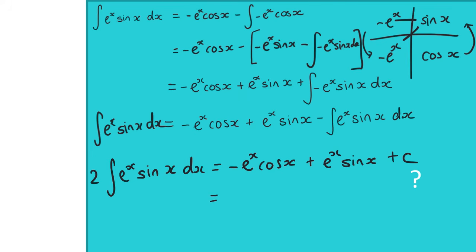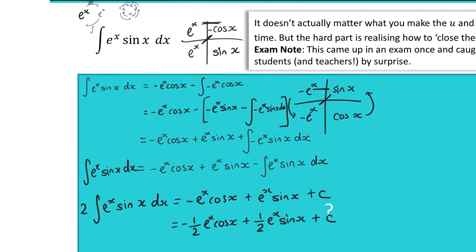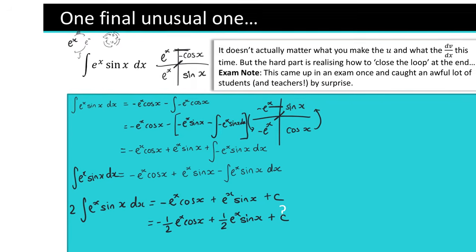No, you're thinking, Miss has lost the plot. Minus a half e to the x cos x plus a half e to the x sine x. Am I going to write plus c over 2? Yes. No. I'm just going to write plus c. We don't know what our constant of integration is, okay? However, this is how we would do it, okay? This is it. We've done it. We've now got rid of the loop, okay?